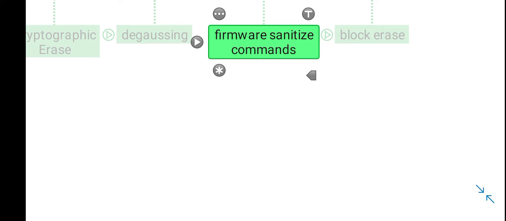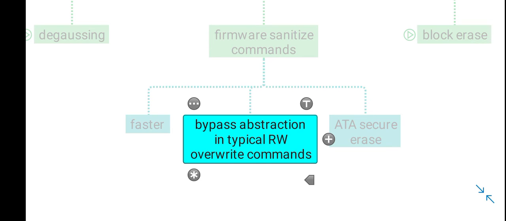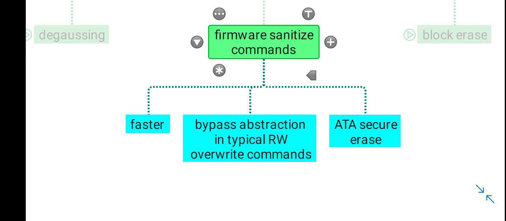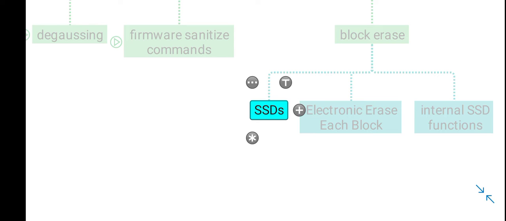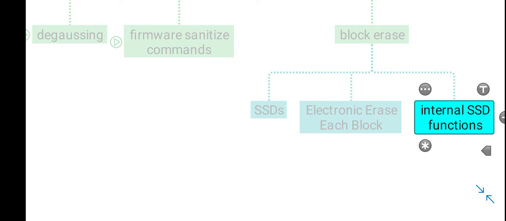The next technique is firmware sanitization commands, and these are very fast because they bypass the typical read-write overwrite commands, and you directly use the firmware commands. One example is secure erase, and next is block erasure, and this is particularly related to SSDs. So you electronically erase each block of the SSD, and these are internal SSD functions.